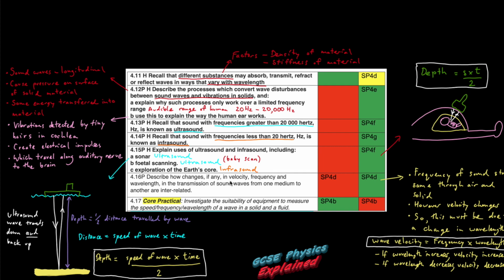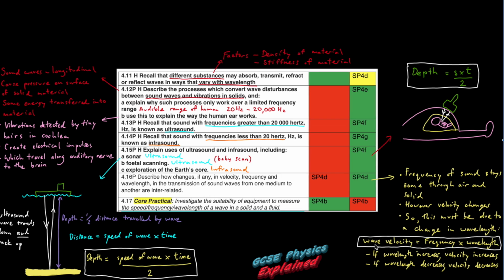Describe how changes, if any, in velocity, frequency and wavelength in the transmission of sound waves from one medium to another are interrelated. Right, so they're basically just saying that the wave's velocity changes if the frequency and wavelength change. However, for a specific example, do you know that the frequency of sound stays the same through air and through solids? So if a sound was travelling through air and then went into a solid, the frequency would stay the same. However, the velocity would change.